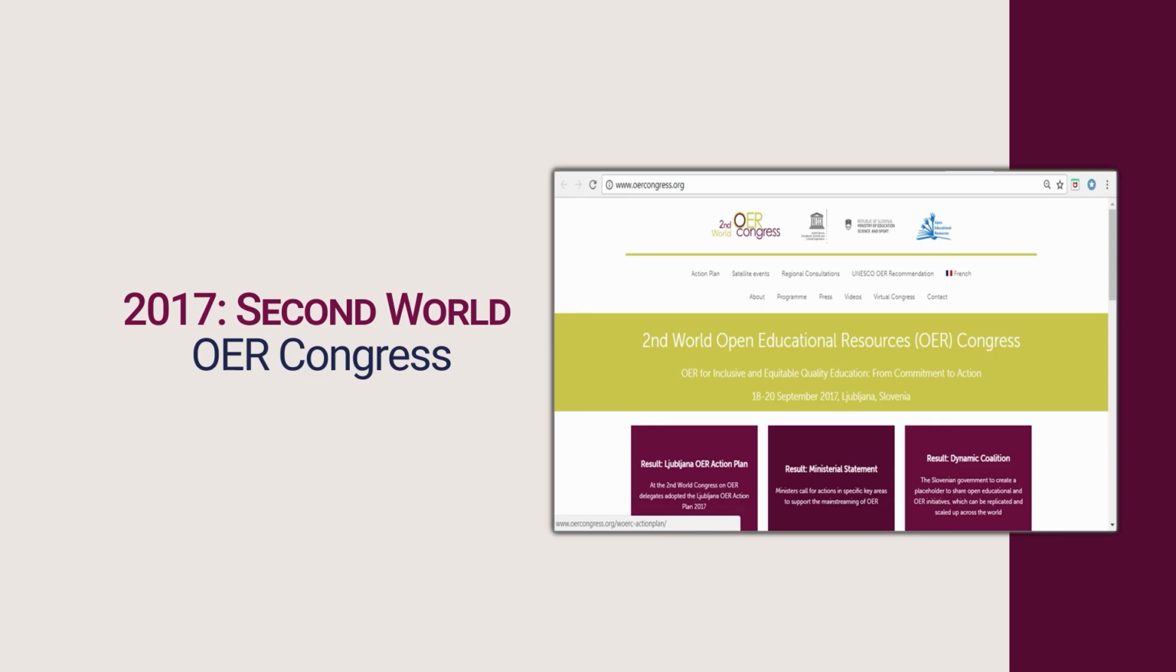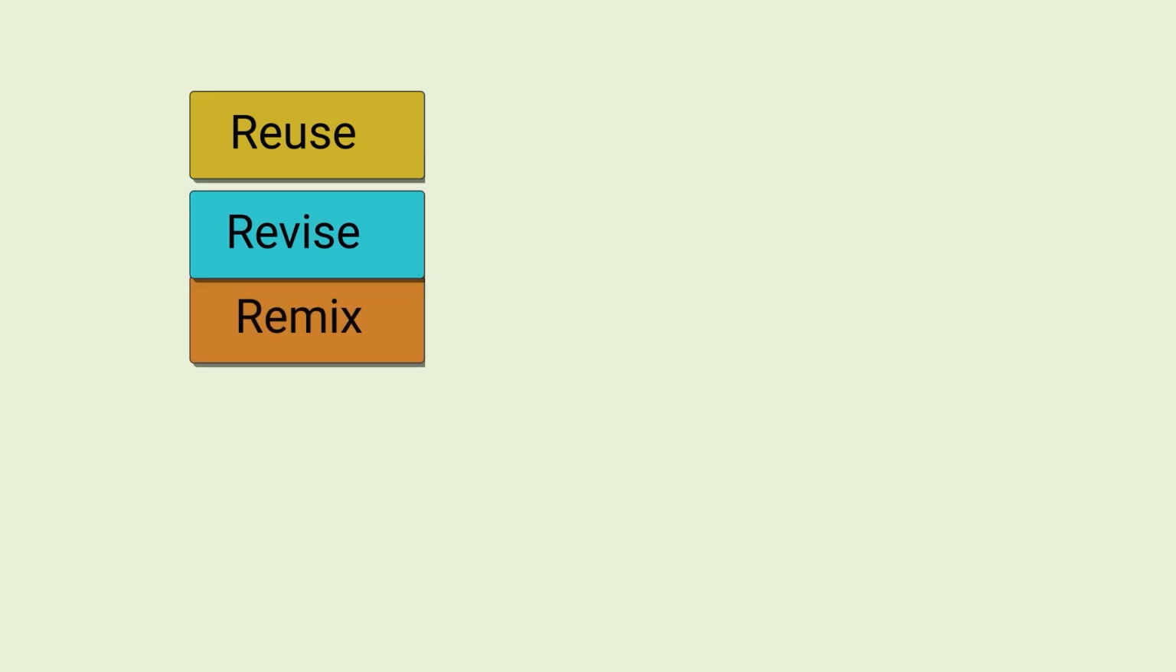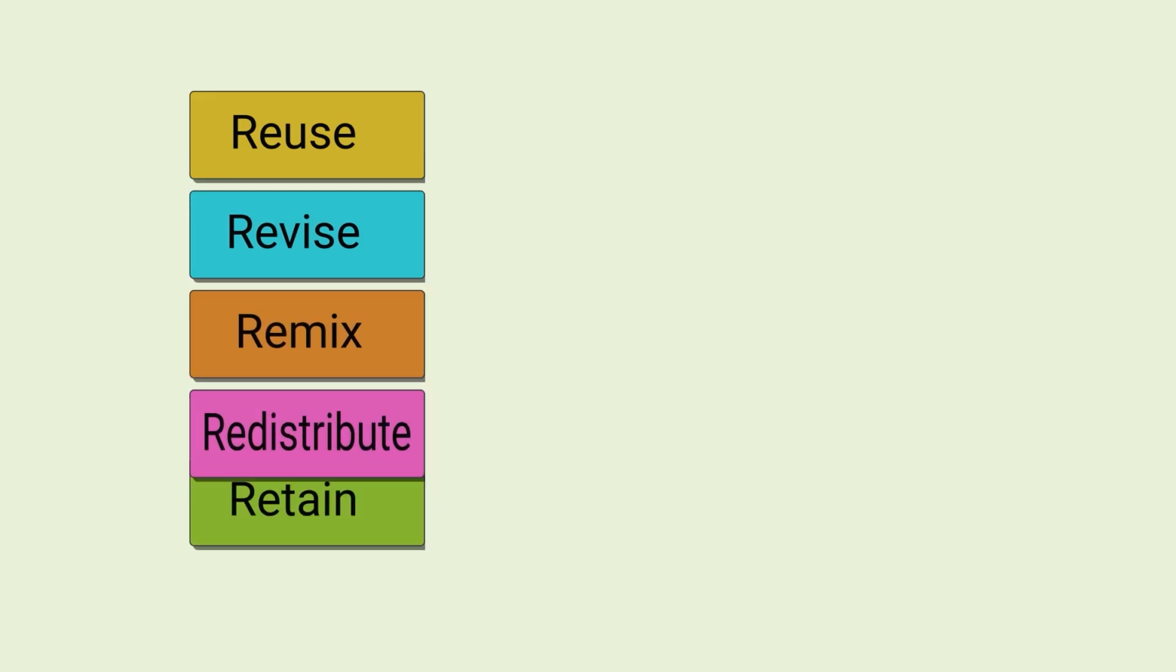And then coming to OER, in that declaration they mentioned that the 5 R's of OER should be followed. So what are the 5 conditions that one can use, or that OER should have? They are reuse, revise, remix, redistribute and retain.